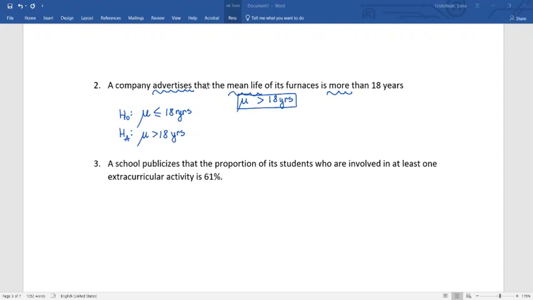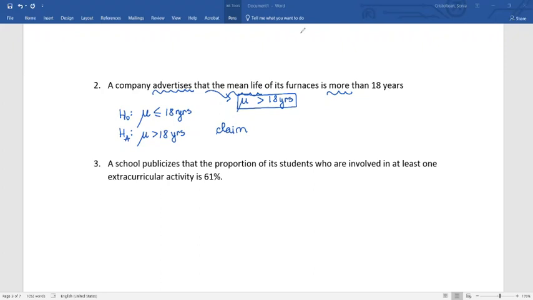And we will use the same approach to decide which one is the claim. Advertises, this is what they advertise. So this will be the claim. So in this case, again, the claim is the second hypothesis, which is the alternative hypothesis. Make sure you know that it will not always be the claim. For this example and for the previous example, the alternative hypothesis was the claim. Now let's take a look at the next example.